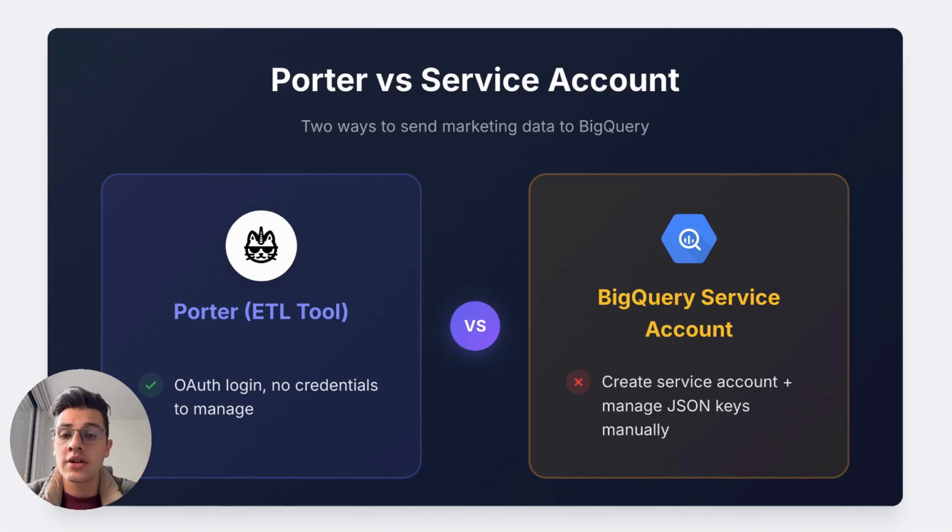There are basically two ways that you can start sending information to Google BigQuery. One is via ETL tools like us, Porter Metrics, and the other one is creating a BigQuery service account. I will explain the difference right now and which one I think is better for you, especially if you want to do this fast. If you want to go fast, you should go with Porter, an ETL tool, because you can authenticate your Google BigQuery account just by logging in. You don't need to manage the credentials, and in just a few clicks, you will be able to start sending information inside Google BigQuery. The other way is creating a BigQuery service account. To do so, you need to create the service account inside Google BigQuery and you need to manage JSON keys manually so you can start sending information.